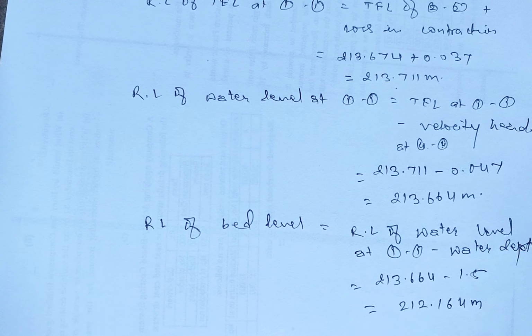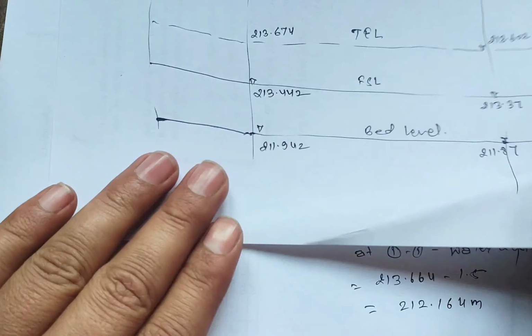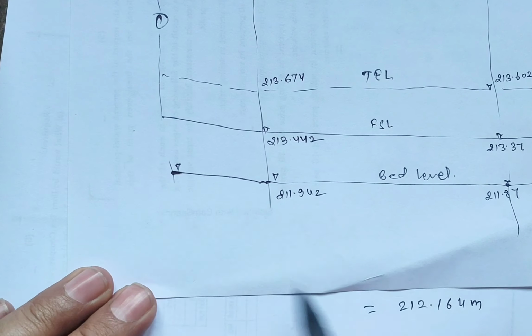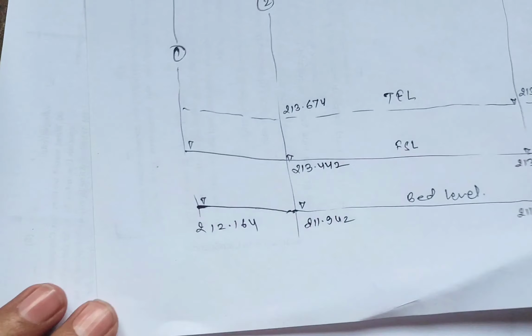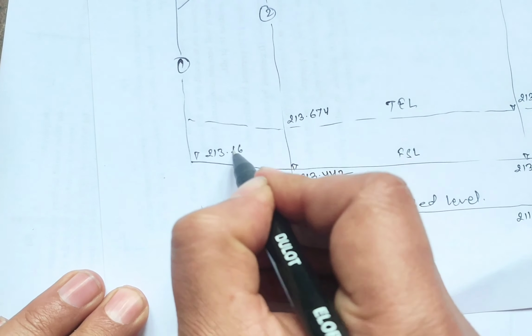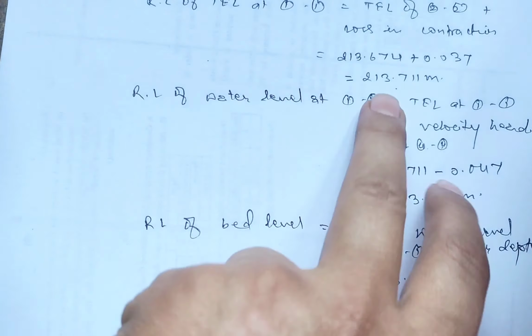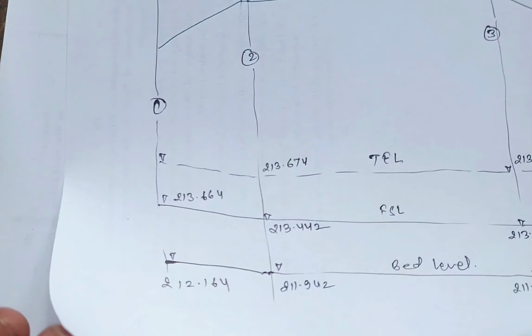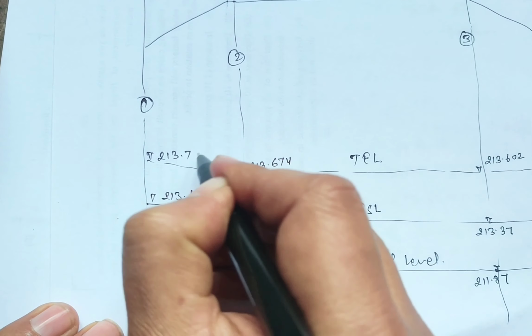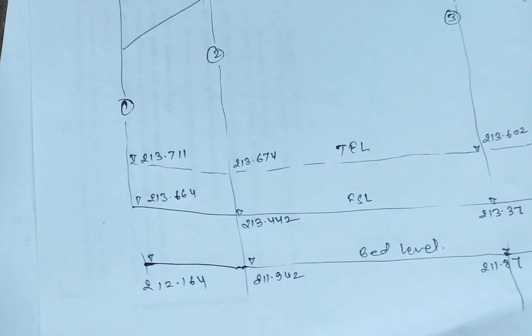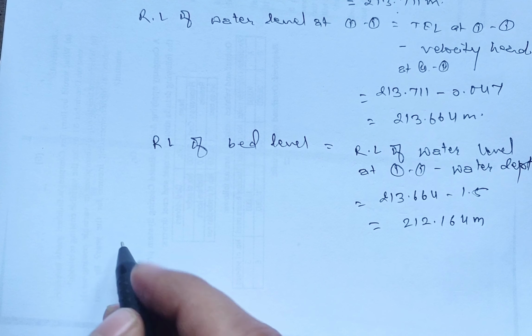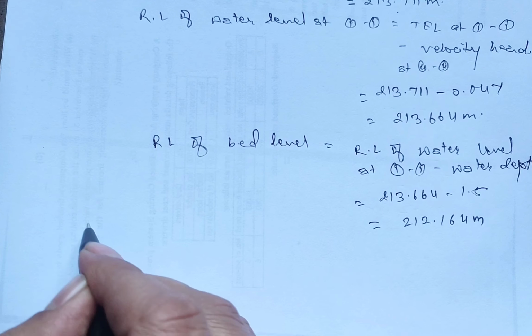So now placing these values on our figure, the bed level is at this point 212.164, the full supply level is 213.664, and the total energy level is 213.711. So these are all the calculated levels. After this, we'll design the transition zone in the fourth step.